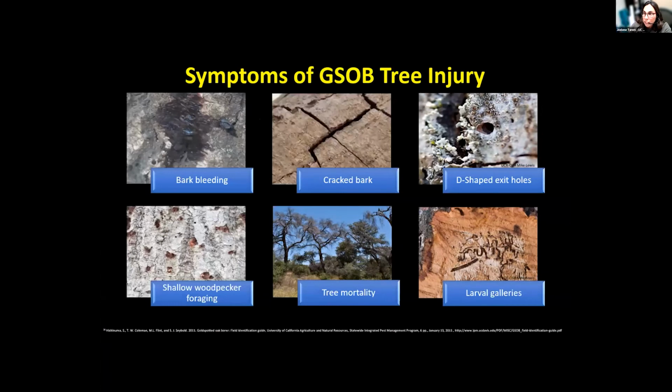The symptoms of GSOB tree injury are bark bleeding and cracking, D-shaped exit holes, shallow woodpecker foraging, tree mortality, and larval galleries.